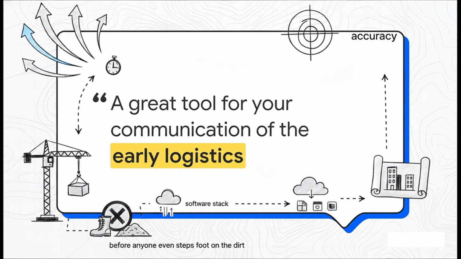To sum it all up, the core value of Nearmap 2026 comes down to speed and accuracy. It is a phenomenal tool for both your internal and external communication of early logistics. You're getting rapid, accurate site data, you're drafting complete logistics plans, estimating cut and fill, and sharing it directly with your exact software stack, literally all before anyone even steps foot on the dirt.